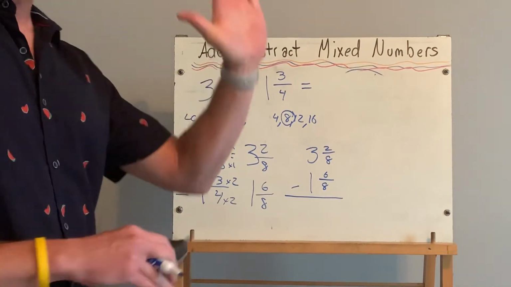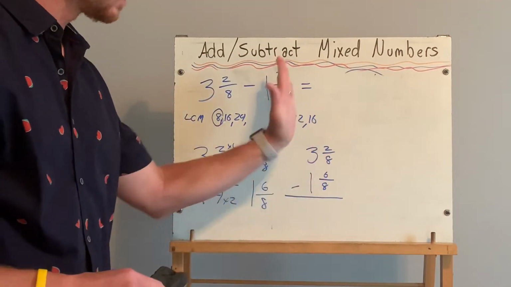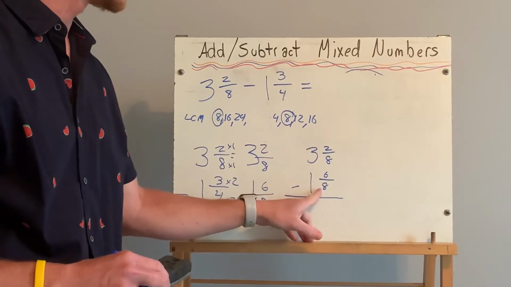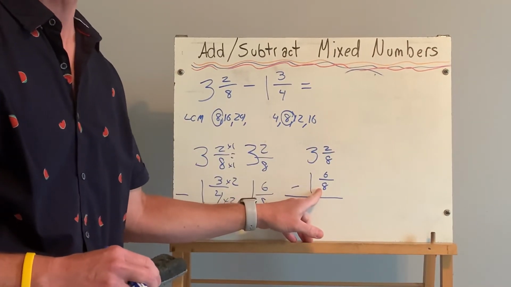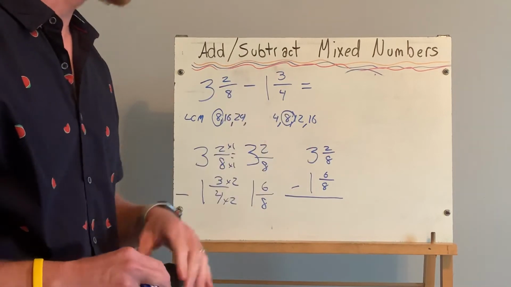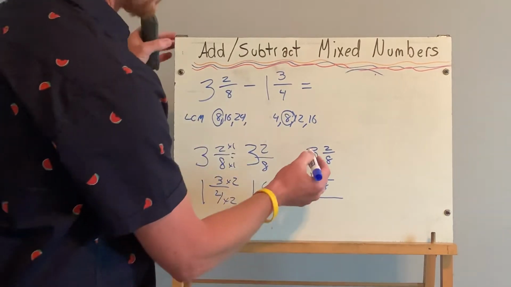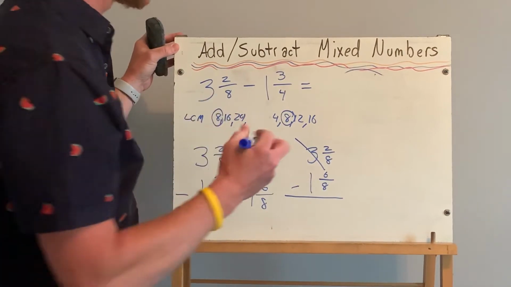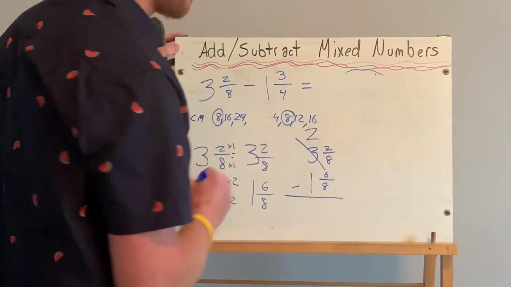Now, lining them up top and bottom, fractions, whole numbers. Let's do our fractions first. 2/8, and we want to take away 6/8. Well, we can't do that. 6/8 is more than 2/8. So we have to borrow, okay? We're going to borrow from our 3. So I'm going to take 1 away from that 3. If I take 1 away from 3, I'm left with 2.